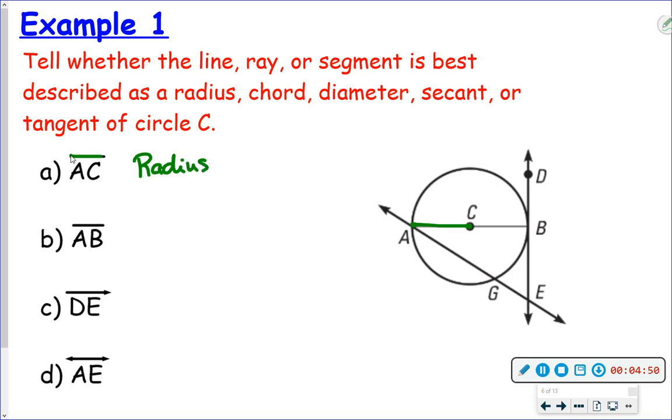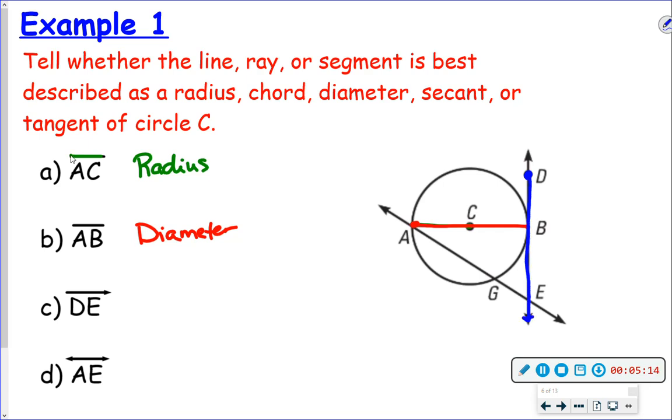Letter B, segment AB. So this segment goes through the center and goes from one end to the other end. That, of course, we all know. That's just a diameter. So don't overthink radius and diameter. You know those. Those have not changed. Okay, C.